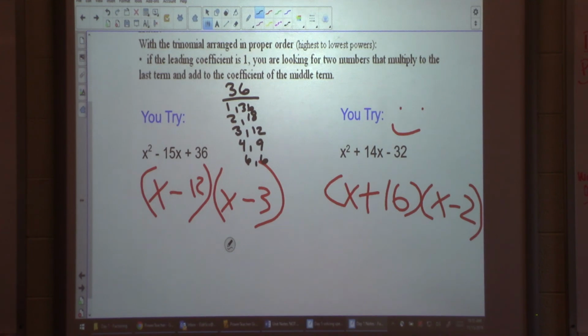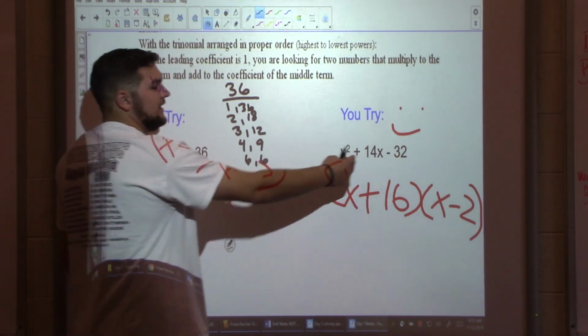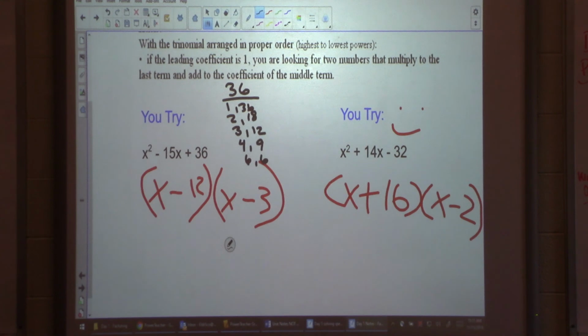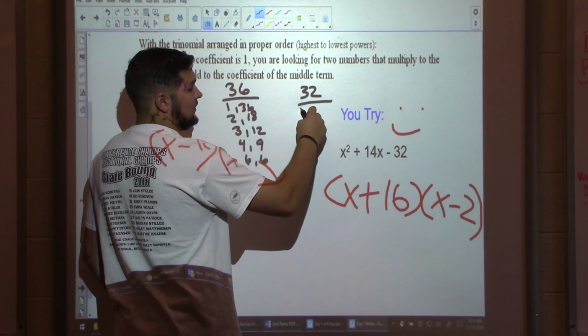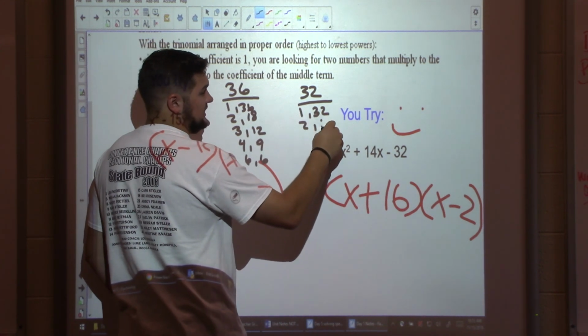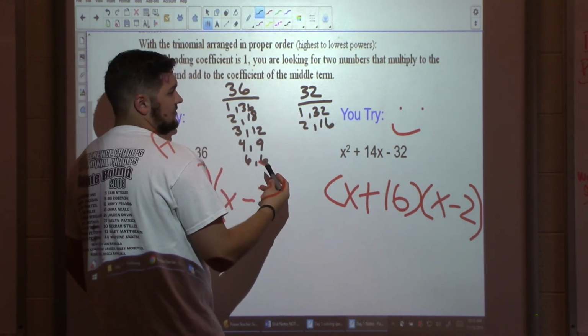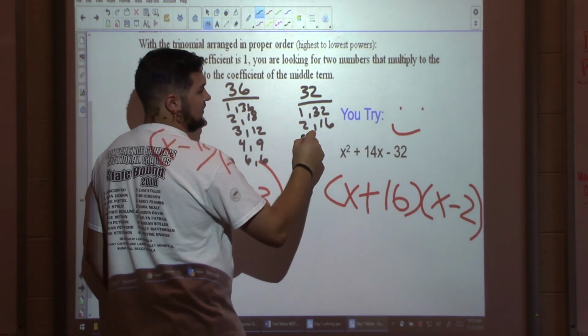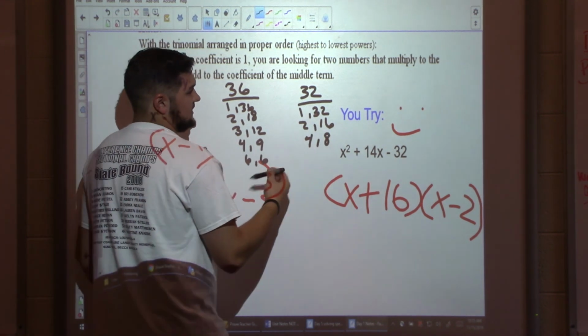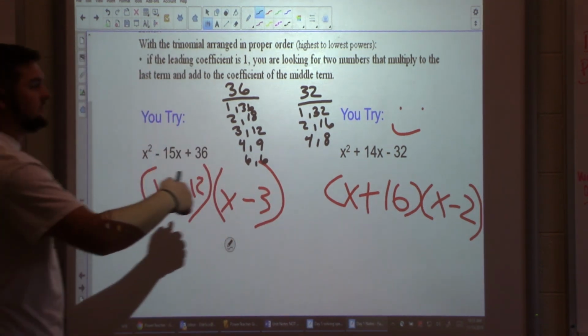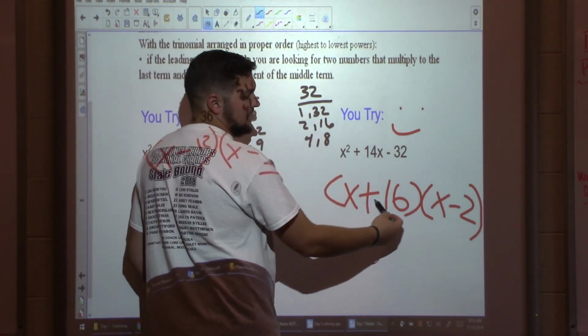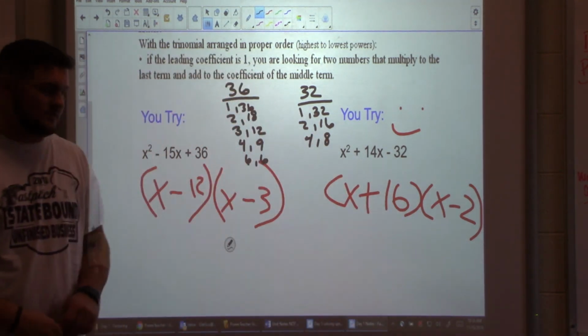The second one multiplies to negative 32, adds to positive 14. So it tells me one of them is positive, one of them is negative. It tells me the bigger one is positive because it adds to a positive. So factors of 32, 1 and 32, 2 and 16. 3 is not a factor. 4 and 8. That's it. So I'm looking to see what adds to positive 14. Well, 16 and negative 2 would, so x plus 16, x minus 2.